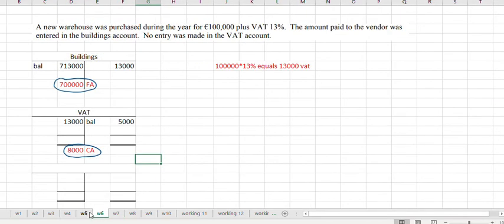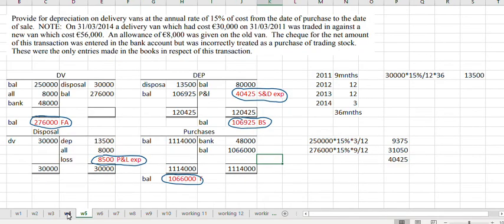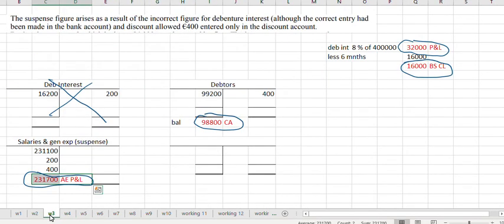So we need to find our debtors. Did we change debtors anywhere? I think we maybe did. Our debtors figure is 98,800 from note number 3. Score that out. 98,800.